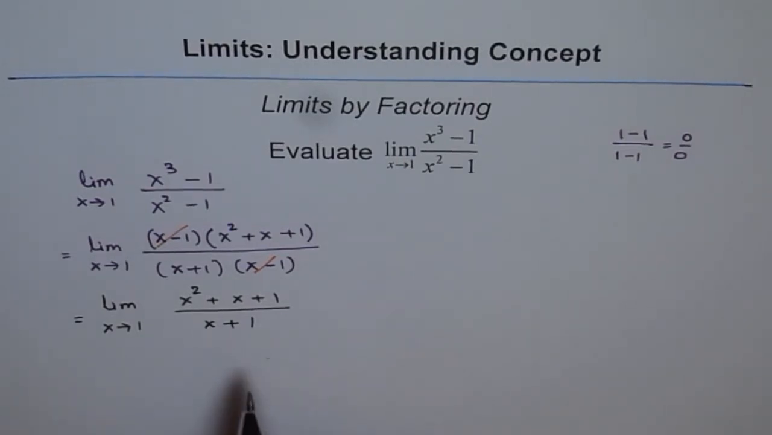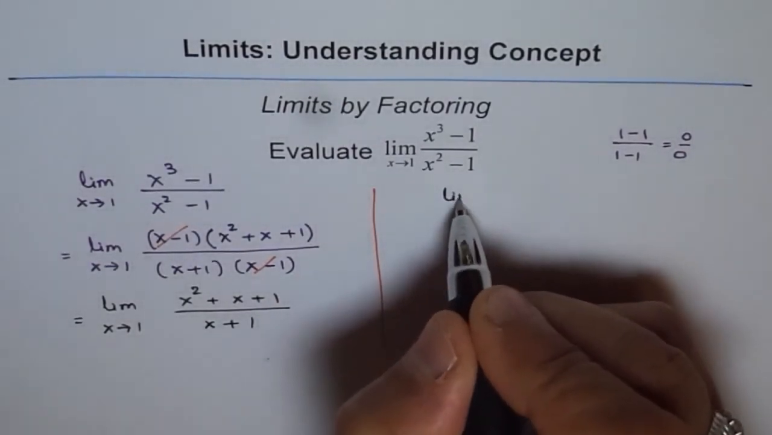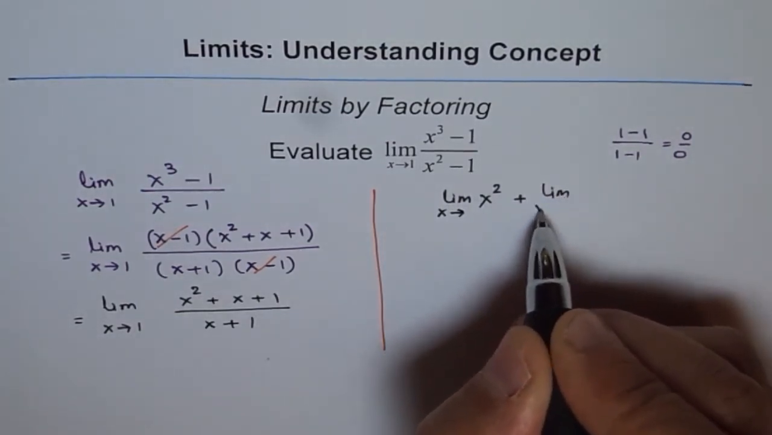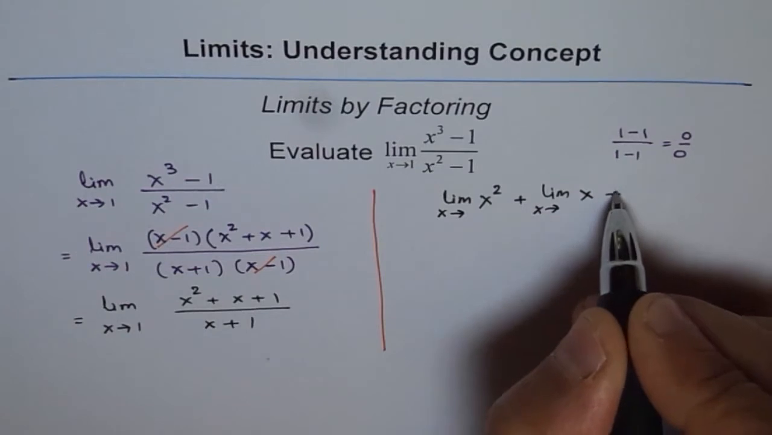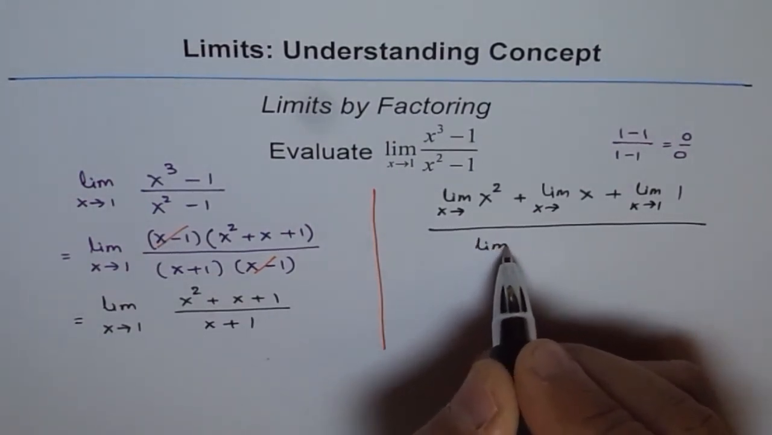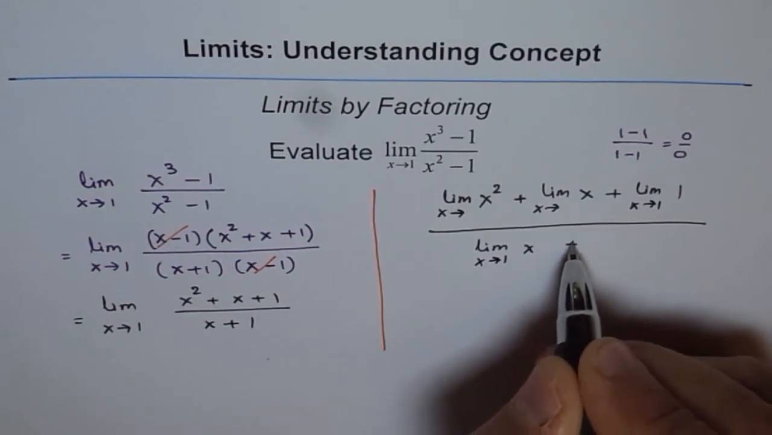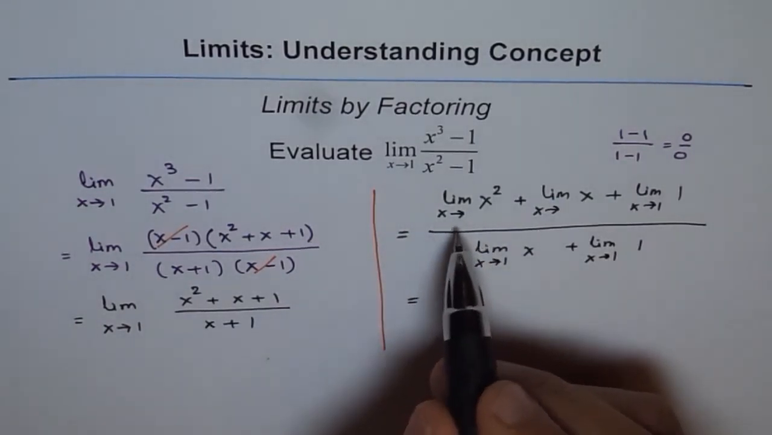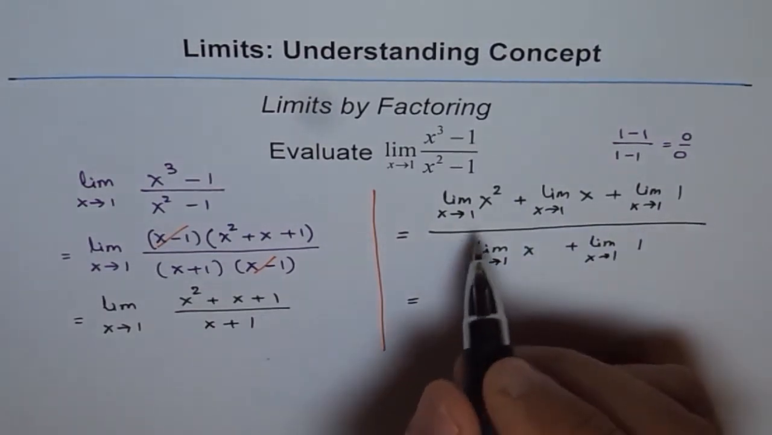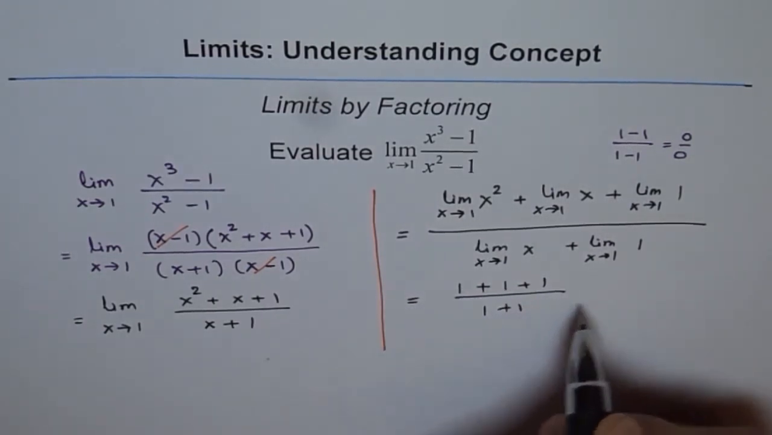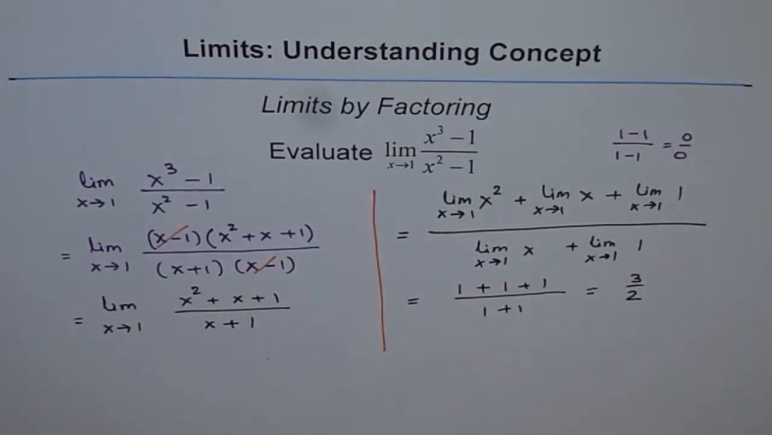So we will use the properties of limits, and we can write this expression as limit x approaches 1 of x squared plus limit x approaches 1 of x plus limit x approaches 1 of 1, divided by limit x approaches 1 of x plus limit x approaches 1 of 1. And that gives you the answer. X is approaching 1, so it is 1 plus 1 plus 1 divided by 1 plus 1, which is 3 over 2. So the answer is 3 over 2.